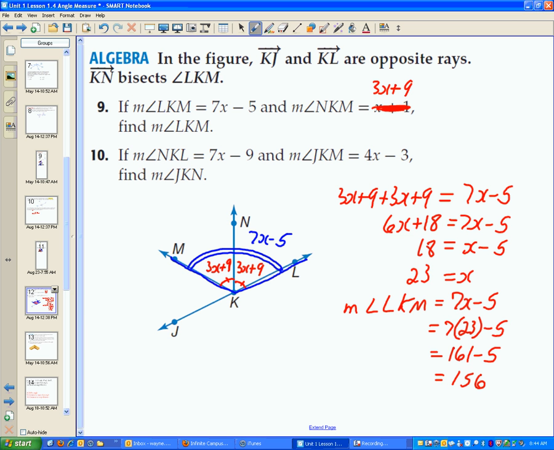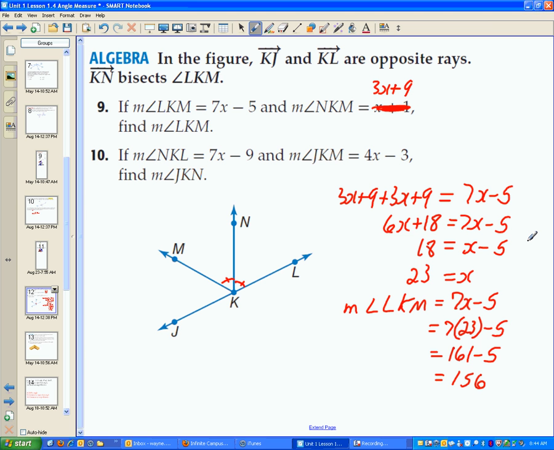Okay? Good for number 9? Let's do 10. So, I'm going to erase the angle measures they had given me. I'm going to leave those two angles marked congruent because they're still congruent. They just have different measures this time.